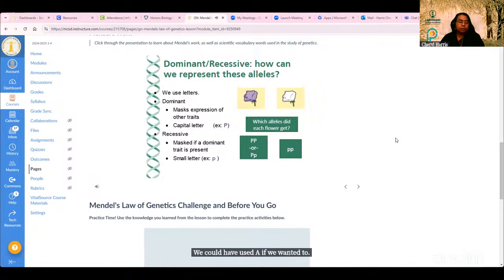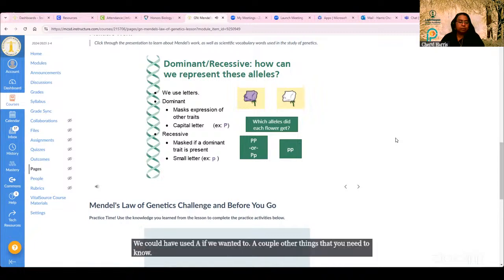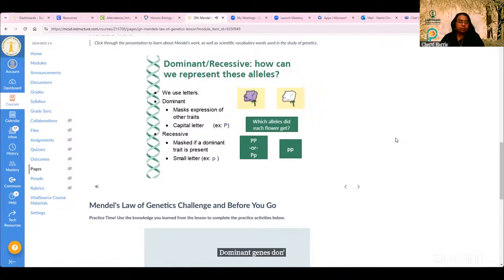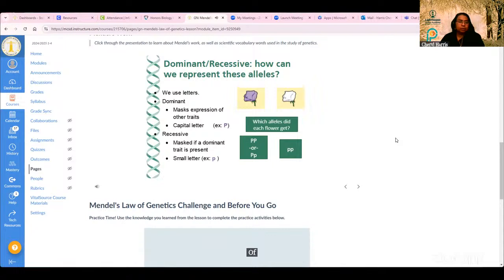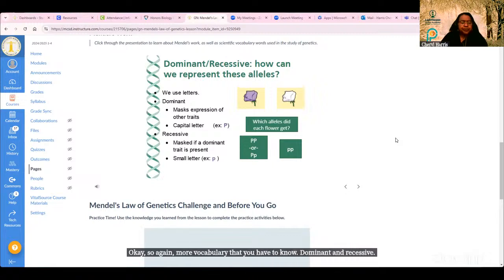A couple other things that you need to know. Dominant genes don't necessarily suppress recessive genes. The recessive gene is usually an absence or a deficiency of some protein. Also, dominant genes aren't necessarily more common. Some of them actually cause disease, such as Huntington's disease. Okay, so again, more vocabulary that you have to know. Dominant and recessive. All right, so dominant means that this is the characteristic that is expressed.